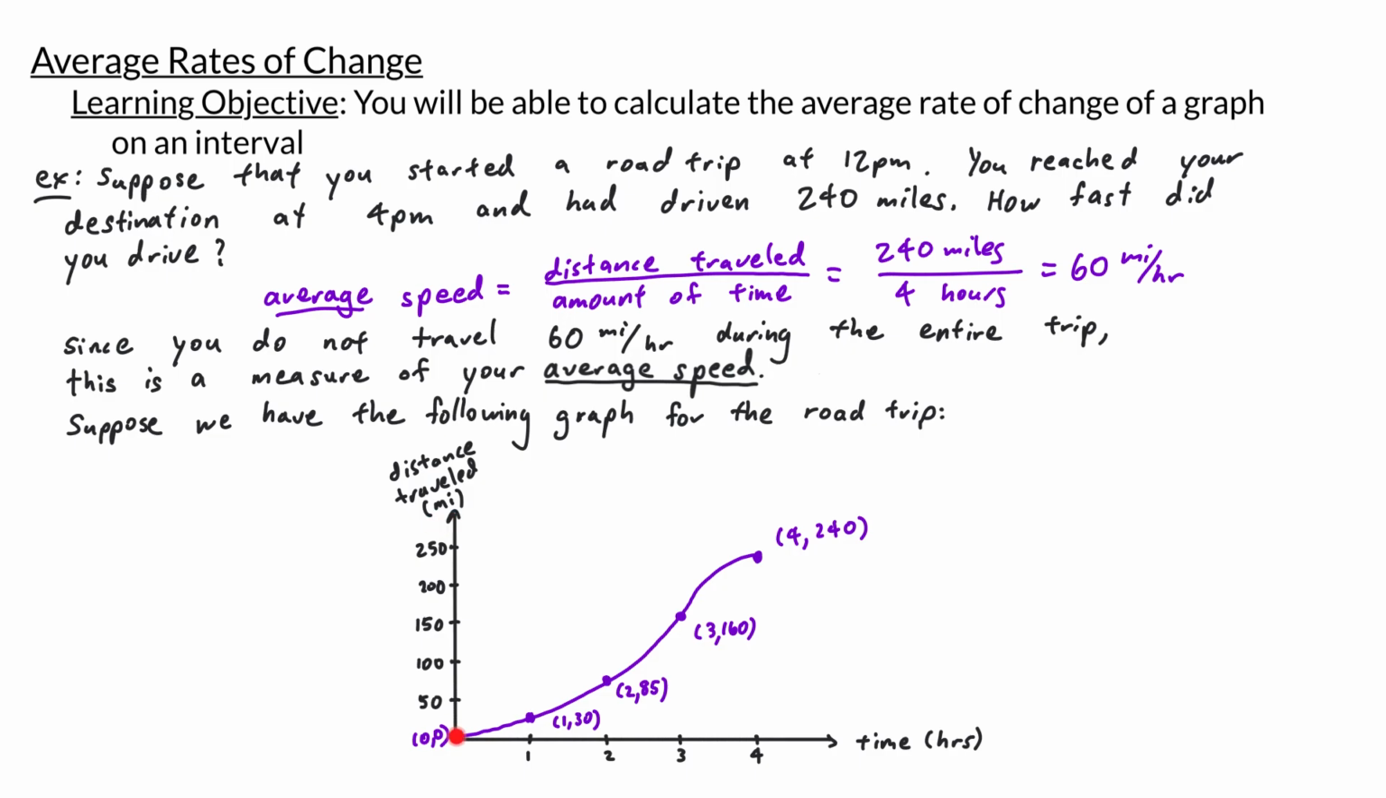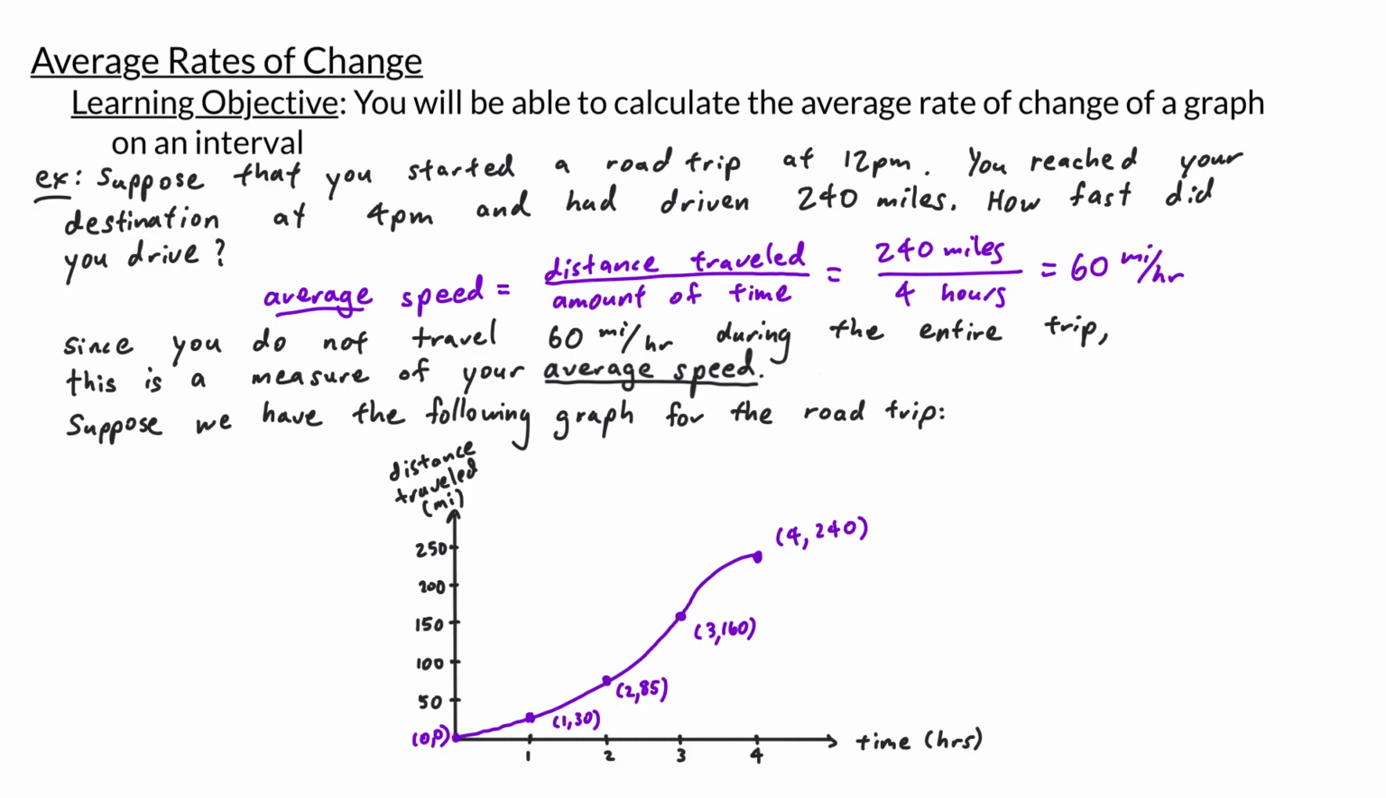At noon, when our road trip began, we haven't gone anywhere, so our distance traveled is 0. At 1 o'clock, we've traveled 30 miles. At 2 o'clock, we've traveled a total of 85 miles. At 3 o'clock, we've traveled a total of 160 miles. And then at 4 o'clock, we've reached our destination and we've traveled a total of 240 miles.